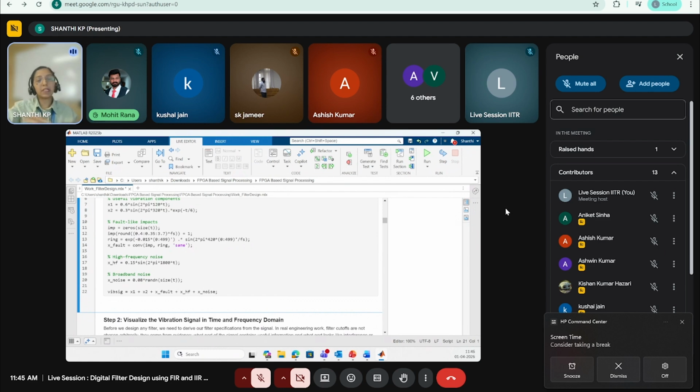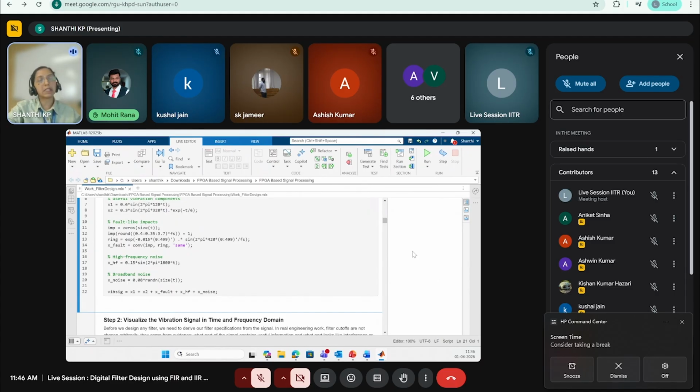Now, before we design any filter, what is the first step? We need to derive the filter specifications from the signal. In real engineering work, filter cutoffs are not chosen arbitrarily. They come from visualization of signal characteristics. That means we need to identify what part of the signal contains useful information and what part looks like interference or noise. So to make this visualization or exploration interactive, I'll be using an app called the Signal Analyzer app.